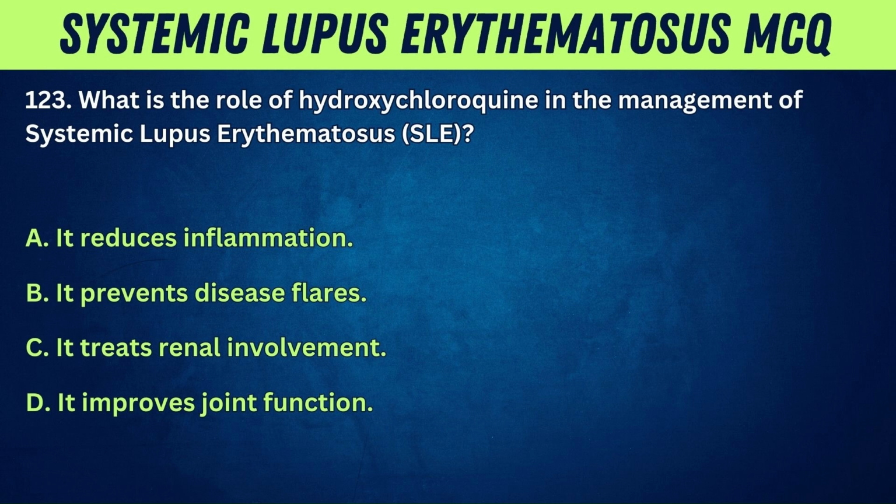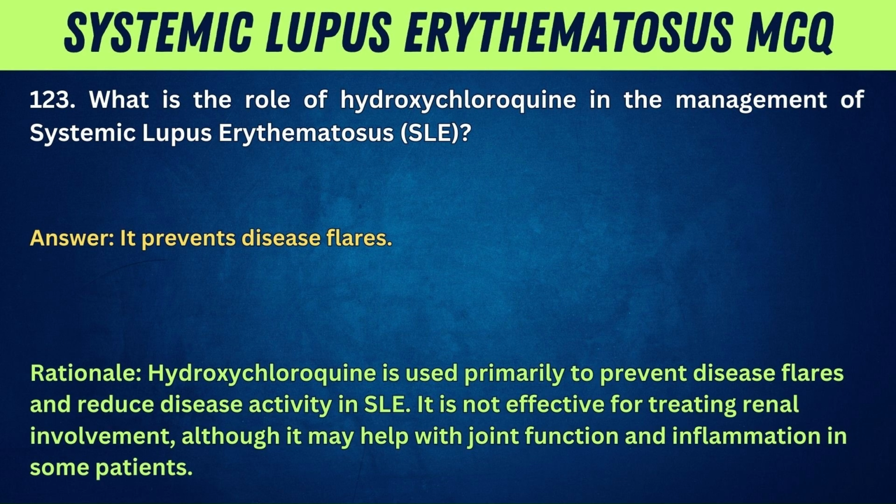123. What is the role of hydroxychloroquine in the management of systemic lupus erythematosus, SLE? A. It reduces inflammation. B. It prevents disease flares. C. It treats renal involvement. D. It improves joint function. Answer: it prevents disease flares. Rationale: hydroxychloroquine is used primarily to prevent disease flares and reduce disease activity in SLE. It is not effective for treating renal involvement, although it may help with joint function and inflammation in some patients.